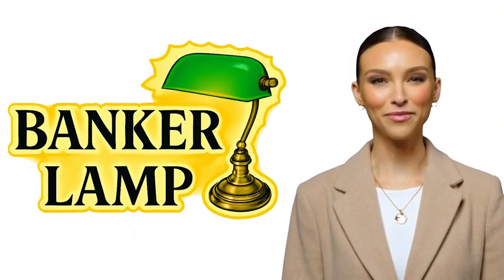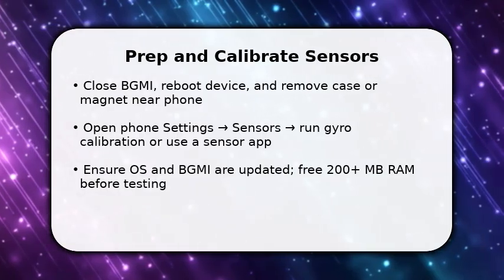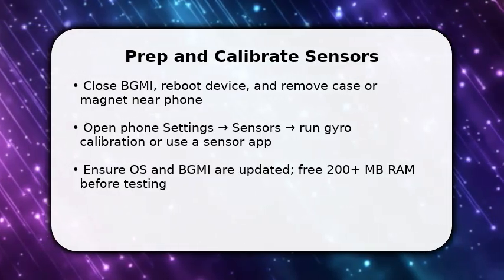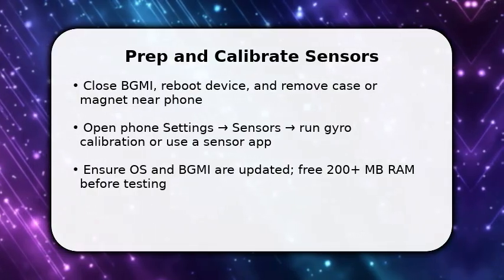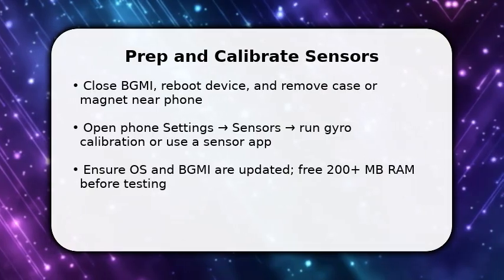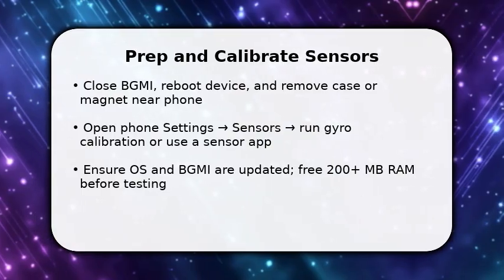Please enjoy the video. You start by eliminating external causes. Close BGMI, reboot your phone, and remove the case or magnets because magnetic interference makes the gyroscope drift. Once done, run the built-in sensor calibration or a trusted gyroscope app to reset orientation.